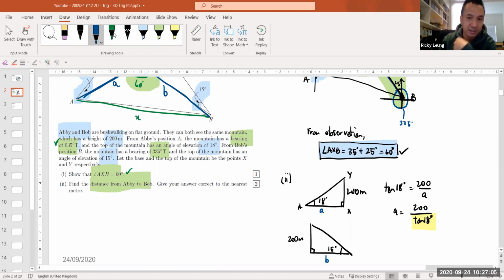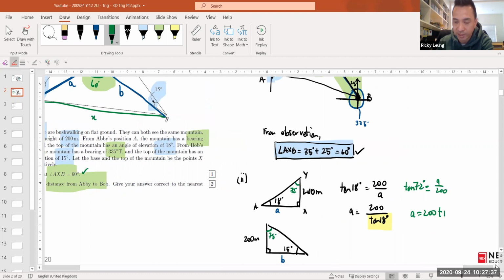So if you were smart about it, instead, what you can do is use this angle over here, where I know if this is already 90 and this is 18, these two must add up to 90 degrees. This must be 72 degrees. Similarly, if this was 15, this must be 75 degrees. If you use this angle instead, where tan 72 degrees is opposite on adjacent, when you make A the subject, you just get a nicer expression of 200 tan 72, where it's no longer a fraction, right? Just makes your life a little bit easier.